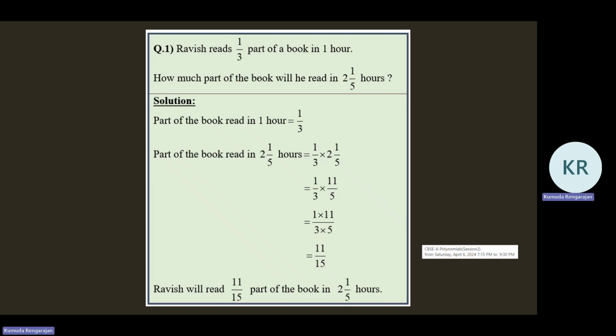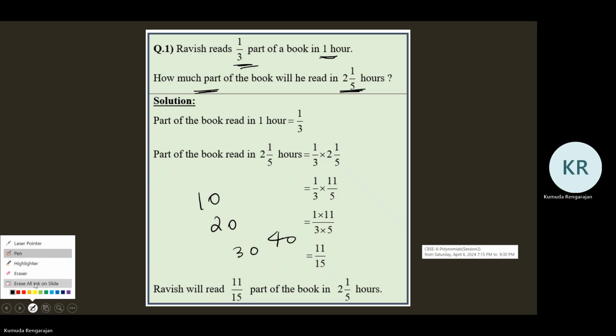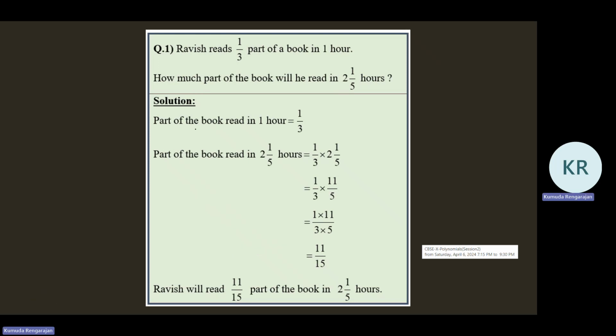Now, see, what is the question here? Ravish reads this part of the book in 1 hour. They've given you how much he reads in 1 hour, and they want you to find how much he'll be able to read in 2 1 by 5 hours. Like he's able to read 10 pages in 1 hour. In 2 hours, 20 pages. In 3 hours, 30 pages. In 4 hours, 40 pages. So you'll have to multiply. It's important to understand the question.